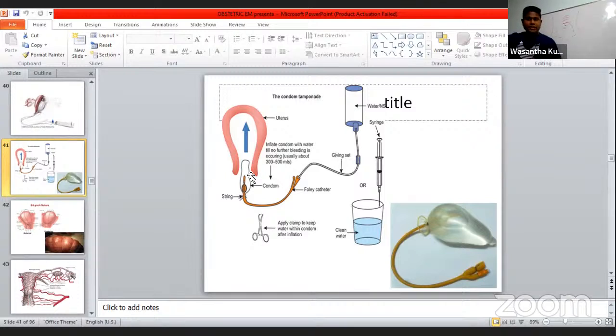Is that clear? So after inserting the condom catheter, you have to monitor the patient's vital signs as well as, very importantly, the level of the fundus. If the level of the fundus remains at that level or comes down, that means it's working. How long will you normally keep this condom catheter? Usually 24 hours, maximally 24 hours. Why don't you keep it longer? Why don't you keep this condom catheter for a longer time? So infection, yes, one is infection. Other thing? Why don't you keep it more than 24 hours?